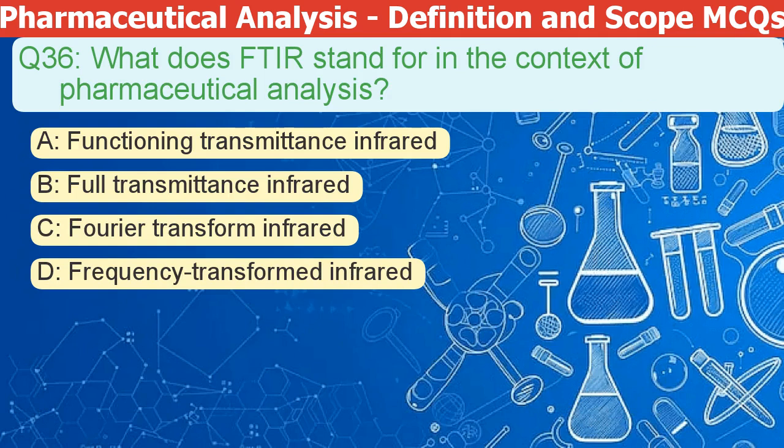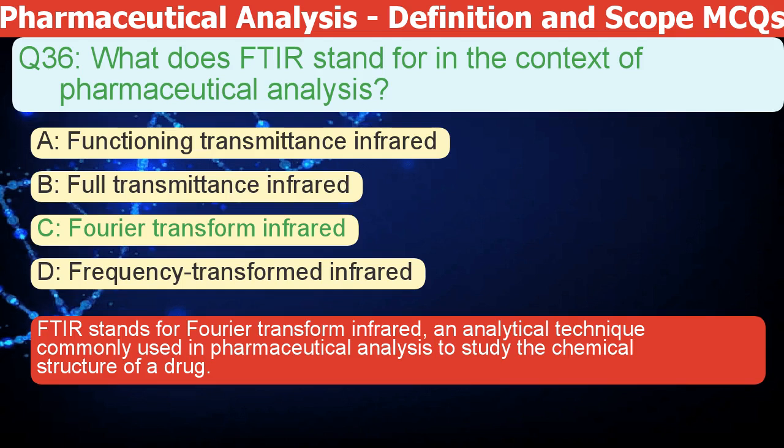What does FTIR stand for in the context of pharmaceutical analysis? A. Functioning transmittance infrared. B. Full transmittance infrared. C. Fourier transform infrared. D. Frequency transformed infrared. The correct answer is C. FTIR stands for Fourier transform infrared, an analytical technique commonly used in pharmaceutical analysis to study the chemical structure of a drug.